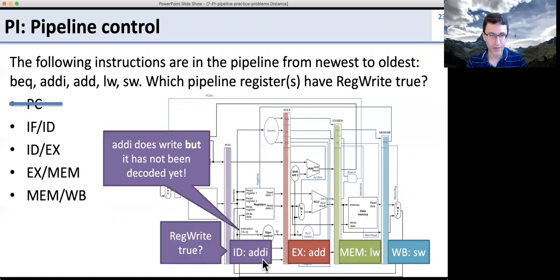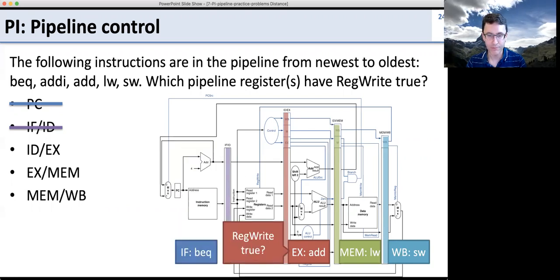How about for addi? Well, addi does write back because it's going to store its result in the register file, but it hasn't been decoded yet. In this pipeline stage, we just have the raw instruction. We haven't gone through the control logic to decode it yet. So here we are going to write back, but we don't even have a reg write register in this pipeline stage because we haven't done the decoding.